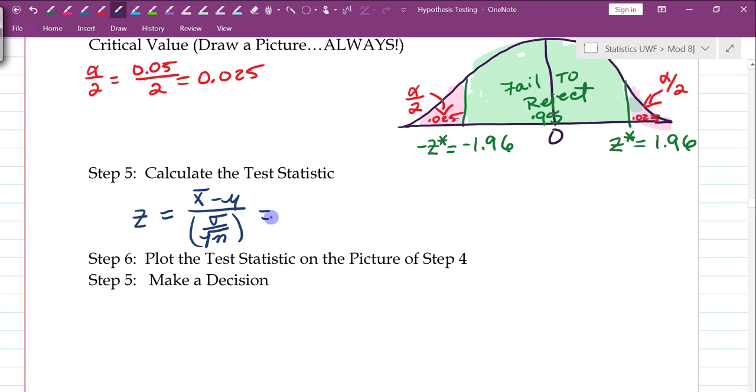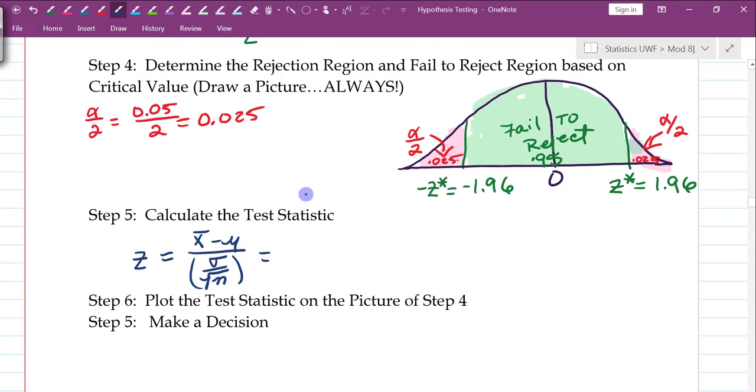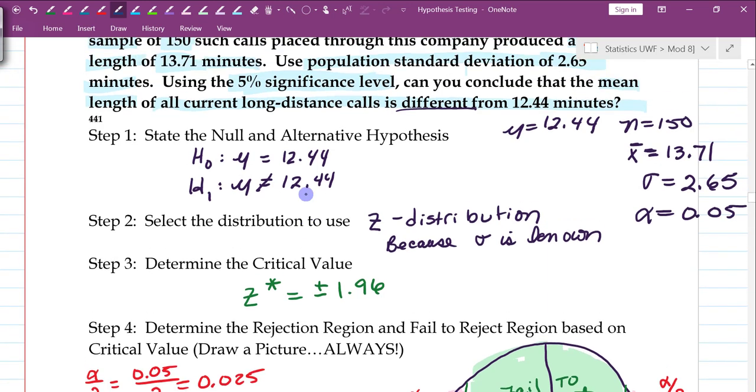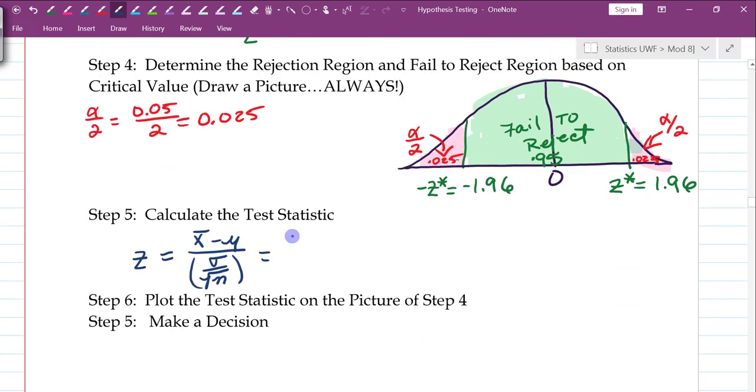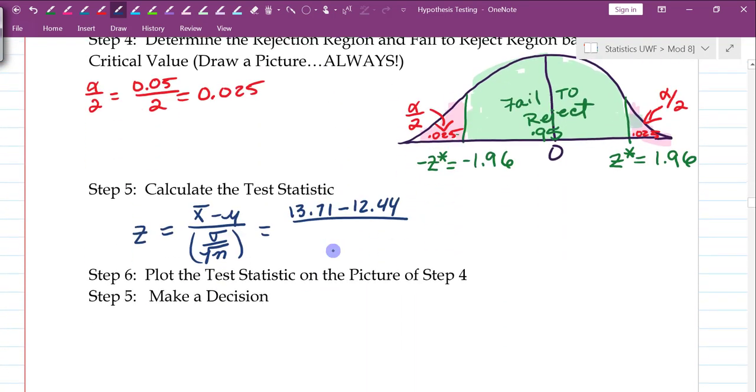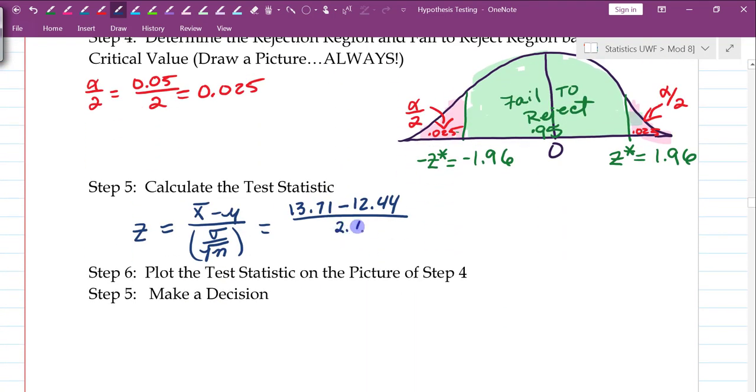And we're going to plug in our numbers. And so we have our 13.71 minus 12.44 divided by 2.65 divided by the square root of 150. And we're going to plug this in to our calculator. And I'm going to go ahead and bring this up again just to make sure that everybody's using their calculators properly.